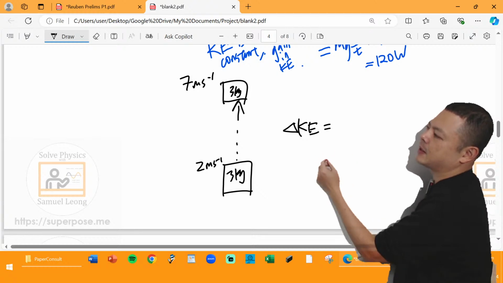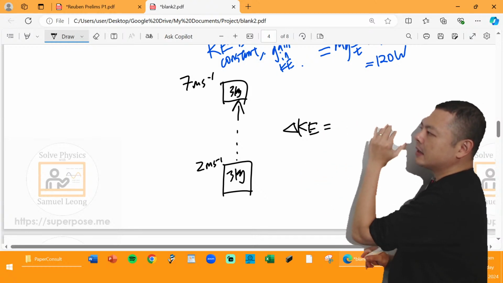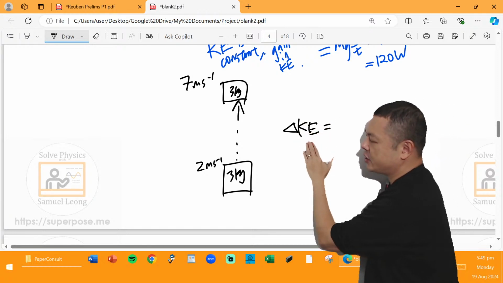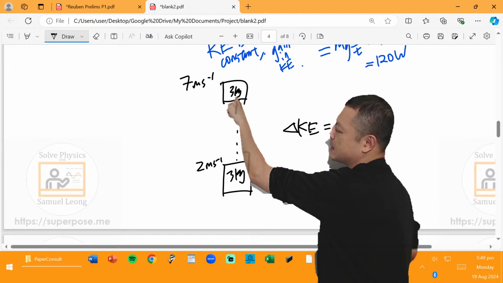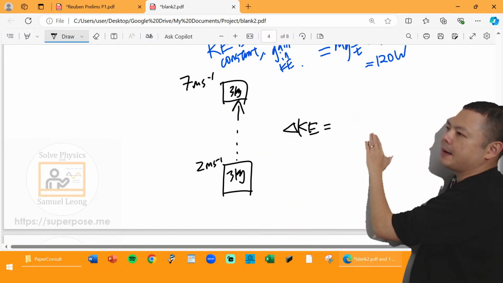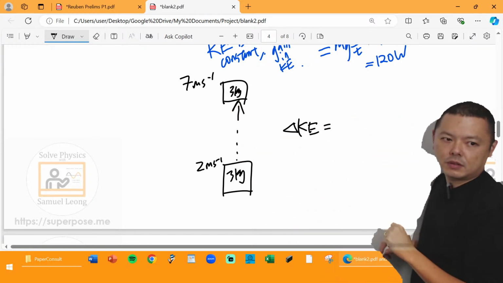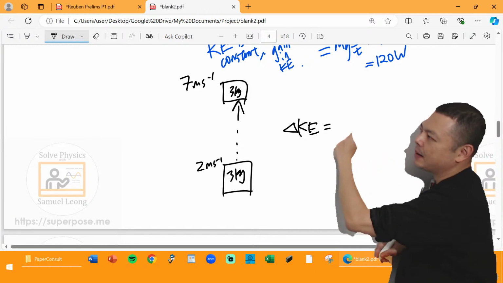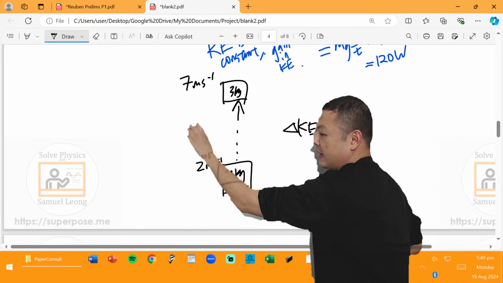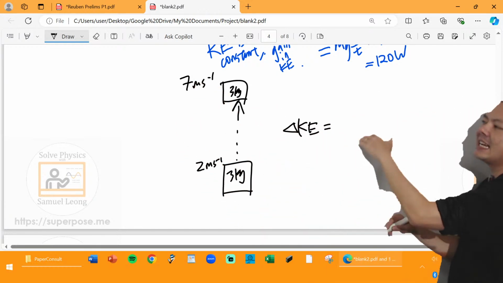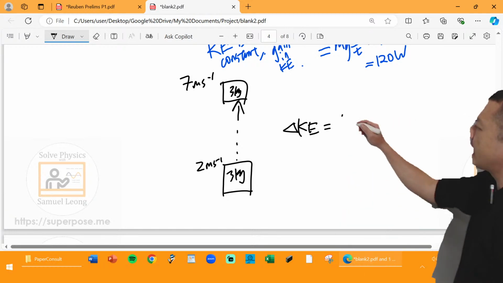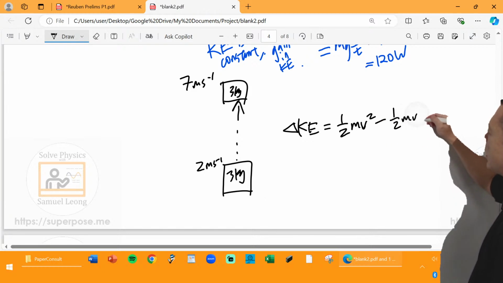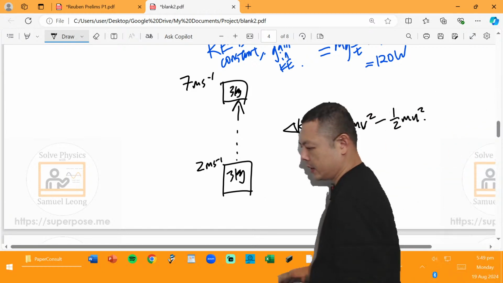I'm asking this because I'm setting a trap. I want students to make the mistake of thinking, oh, you want me to find the change in KE, it gains 5 meters per second, so I write half m times 5 squared. That is wrong. Remember that is wrong. You think 7 minus 2 is 5, so the increase in KE is half m times 5 squared. That is wrong. It has to be half mv squared minus half mu squared. That is the correct way of doing it.